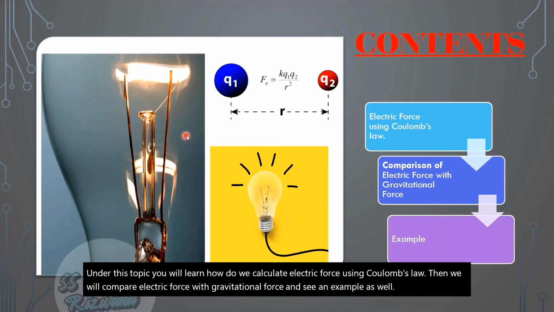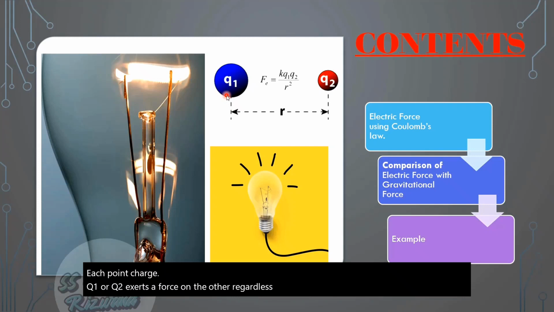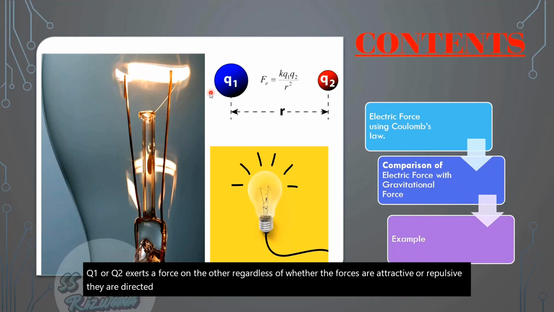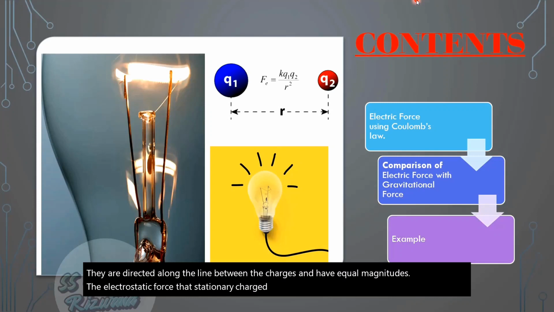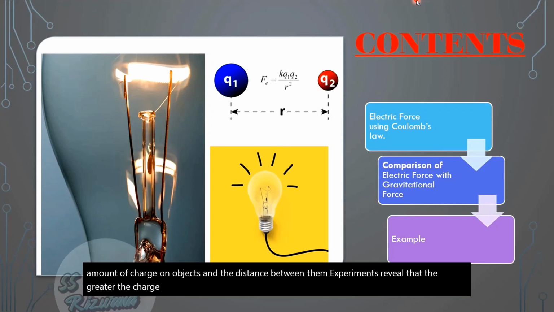Each point charge Q1 or Q2 exerts a force on the other. Regardless of whether the forces are attractive or repulsive, they are directed along the line between the charges and have equal magnitudes. The electrostatic force that stationary charged objects exert on each other depends on the amount of charge on the objects and the distance between them. Experiments reveal that the greater the charge and the closer together they are, the greater is the force.